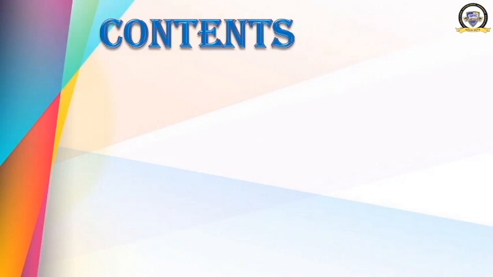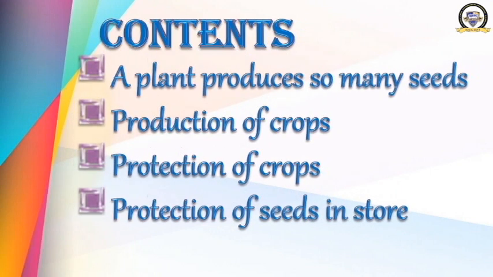Shall we start with contents? What are we going to cover in this chapter? Have a look here. There are 4 topics: a plant produces so many seeds, reproduction of the plants, then production of crops, protection of crops, and protection of seeds. These are the 4 topics we have to cover, but we cannot have it in this part. I told you we will have only the first topic for this part. A plant produces so many seeds, but it is also not completed in this first part.